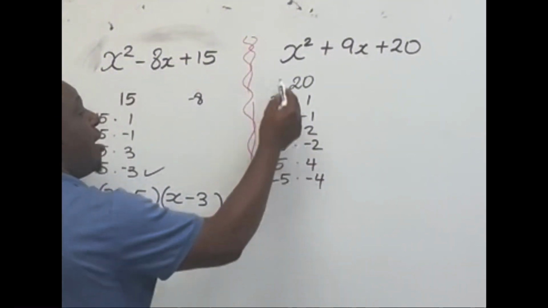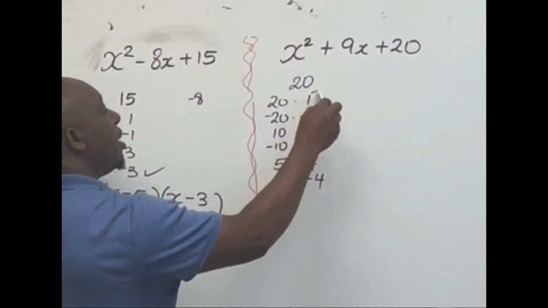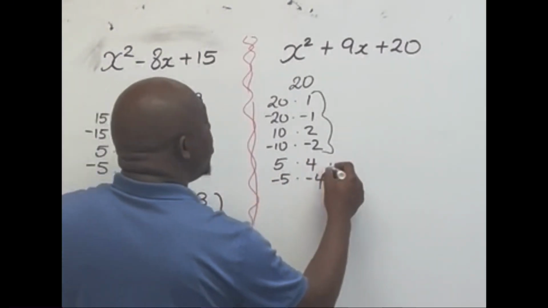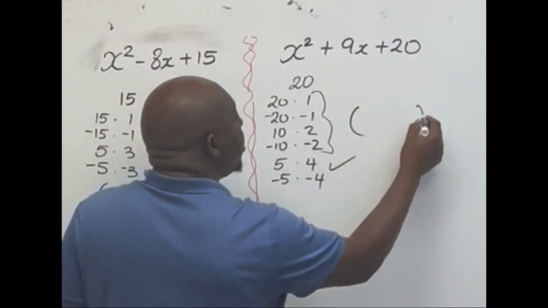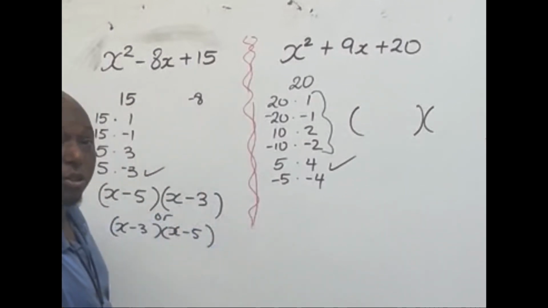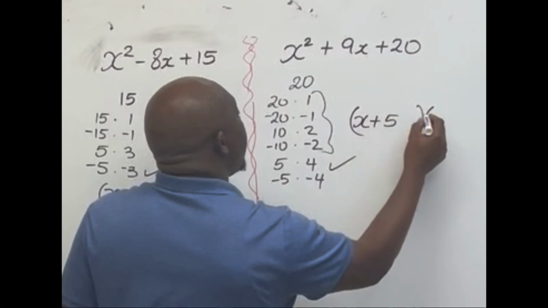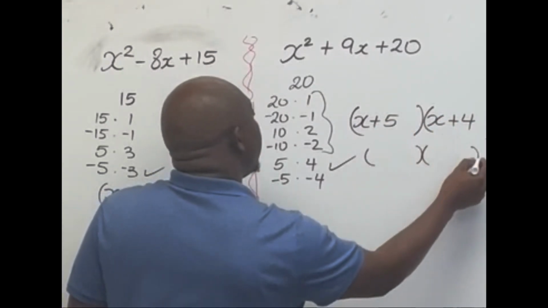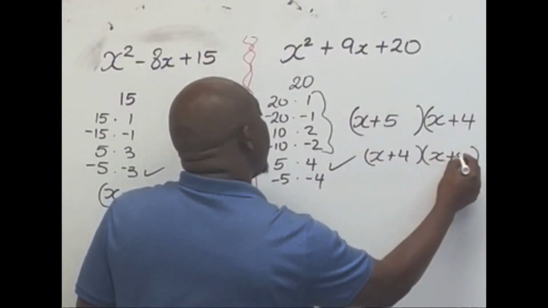Alright, so out of all of this, which one adds up to 9? I'm not going to waste my time on the others because I know 5 times 4 will give me positive 9. So this tells me my answer: x plus 5, x plus 4, or x plus 4, x plus 5. Awesome.